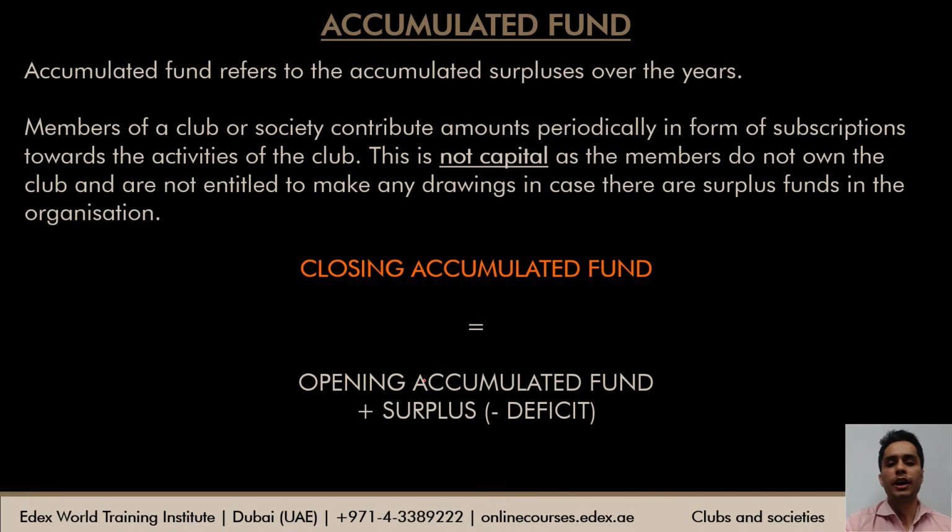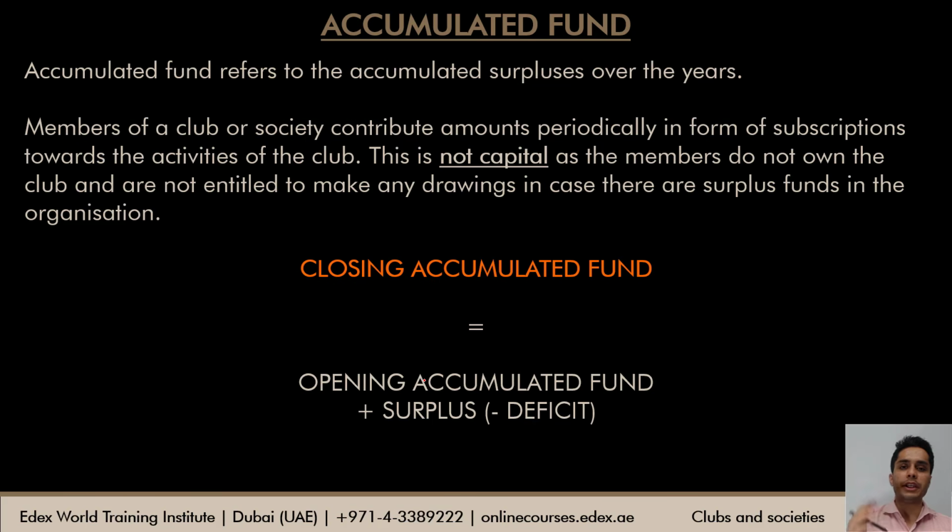How do I calculate the closing accumulated fund? I start with my opening accumulated fund, which is the closing accumulated fund at the end of the previous financial period. I add the surplus made during the period, or if there's a deficit, you would subtract the deficit to arrive at the closing accumulated fund.